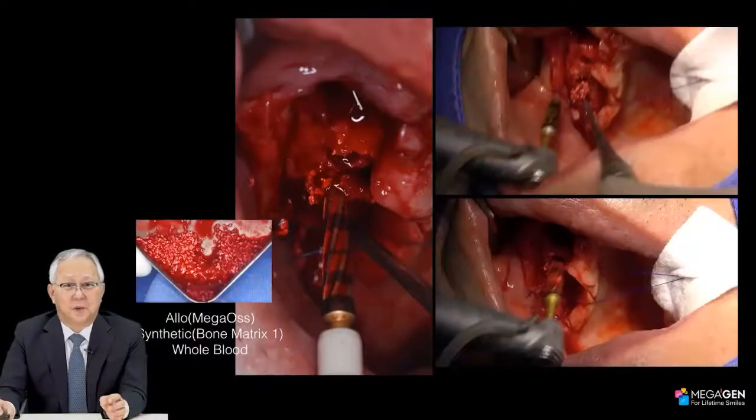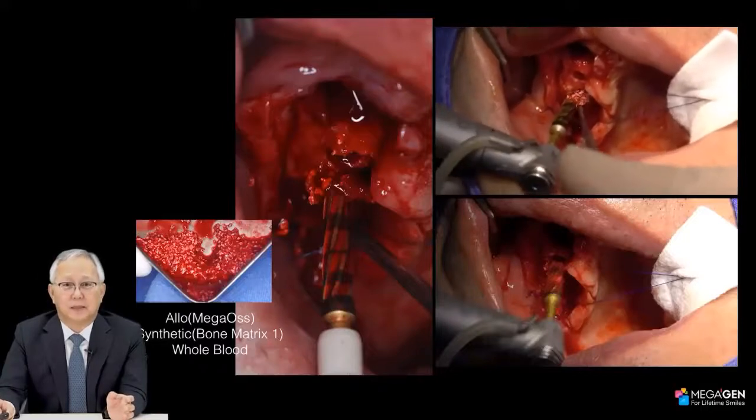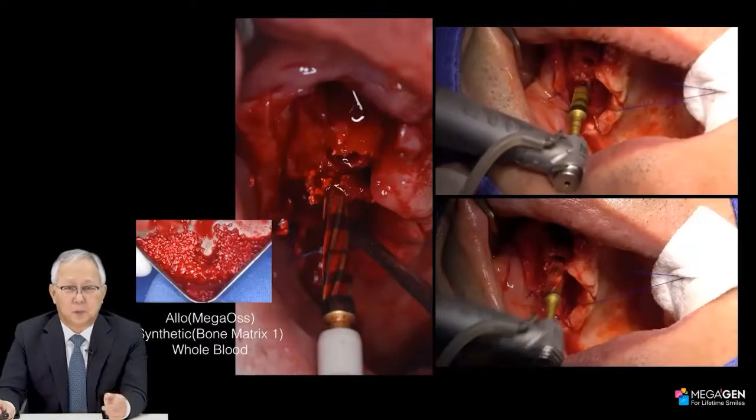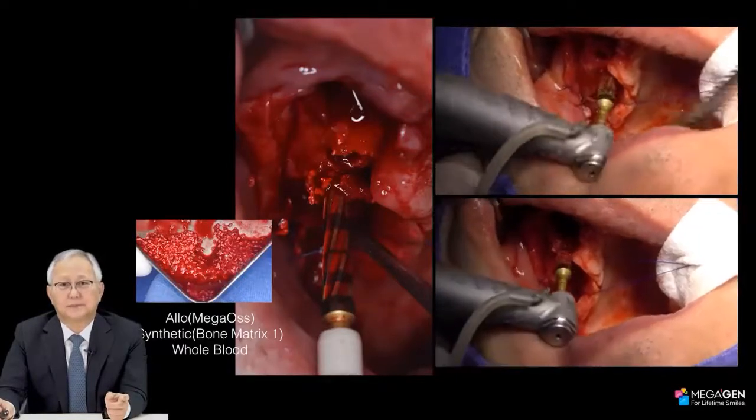Then drilling finished. Now it's time to do bone graft. Same bone graft material I used, the allograft mixed with the synthetic bone, half and half, and with whole blood. And I did the bone graft in tapping mode, counterclockwise.